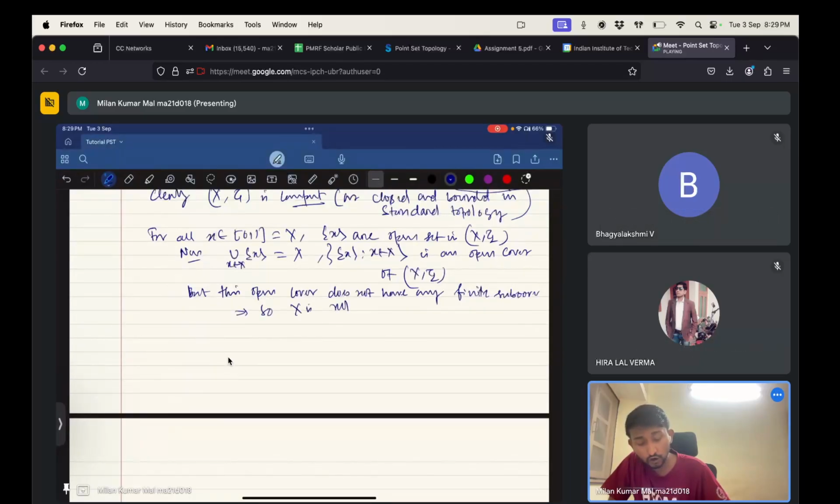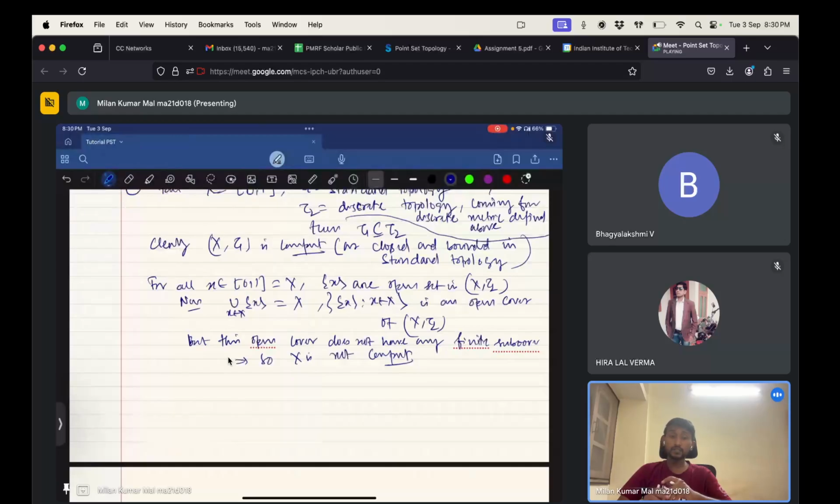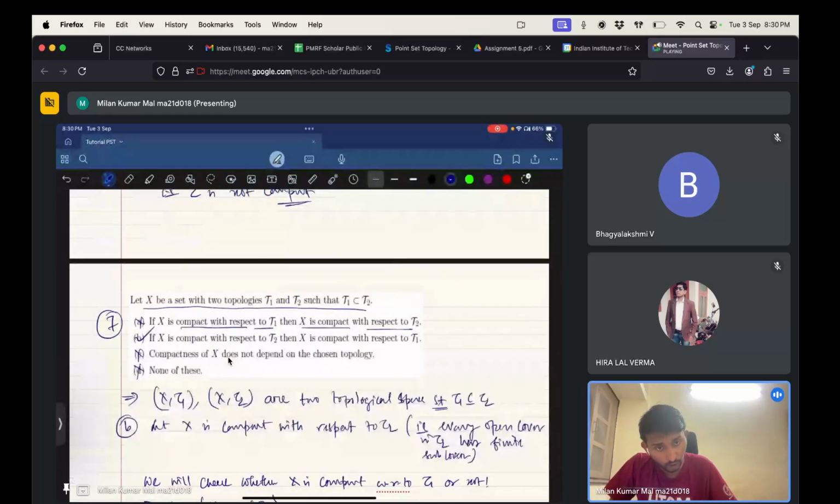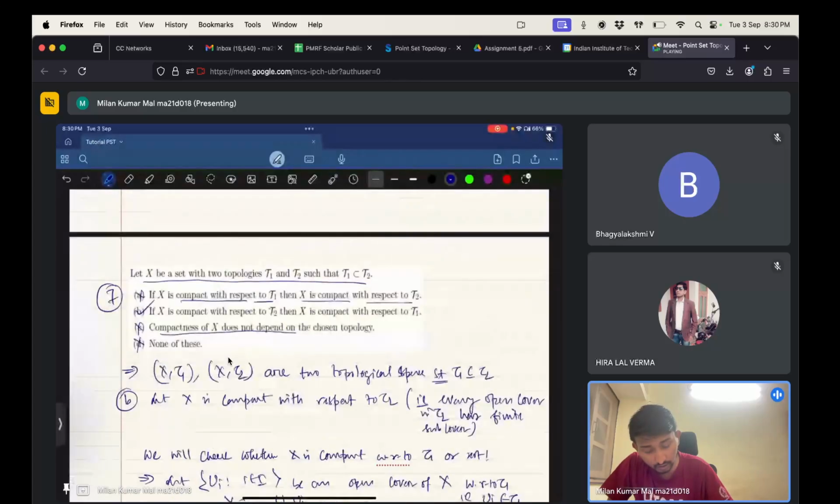X is not compact. Here we can't take that metric, okay? Boundedness: closed and bounded gives compactness, that is the usual topology, the usual metric in that sense, okay? So that means option B is correct and A is false. A is not true. So automatically the other options are cancelled out, because compactness of X depends on the chosen topology. Obviously it depends on the chosen topology.